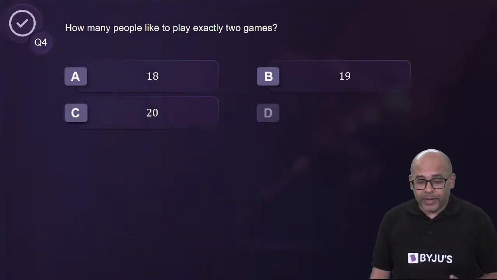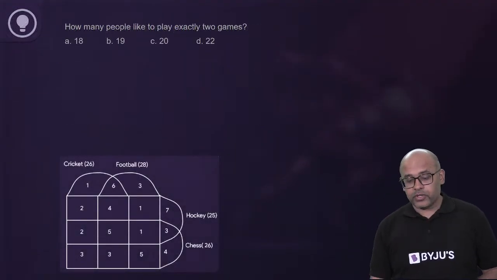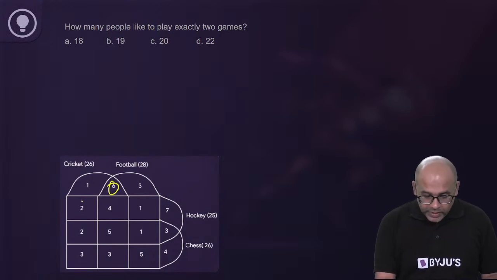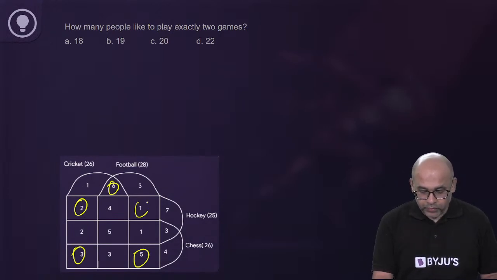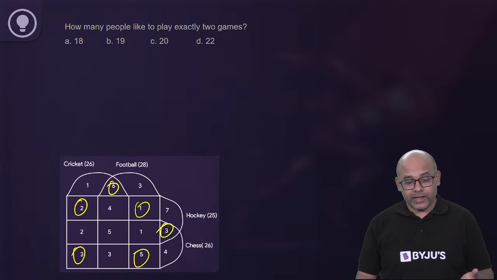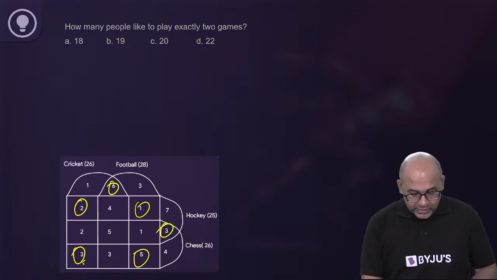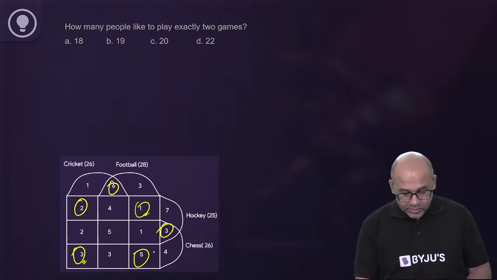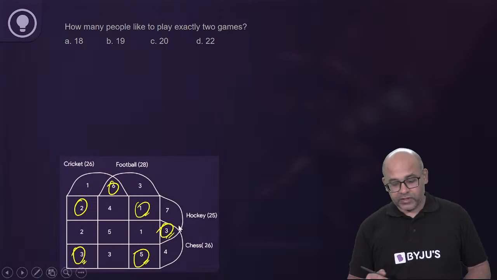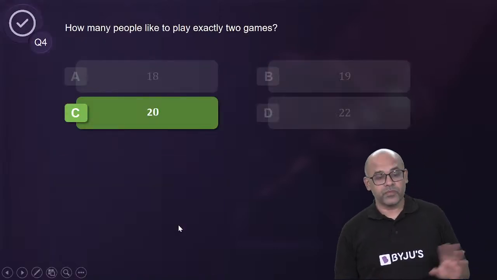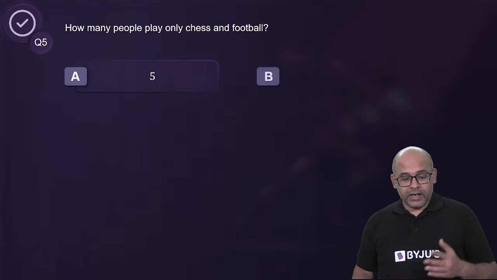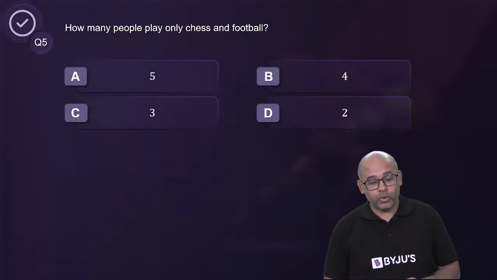How many people like to play exactly 2 games? Exactly 2 we already saw. Exactly 2 are these 1, 2, 3, 4, 5 and 6. And we also calculated this is 6 plus 2, 8, 8 plus 3, 11, 11 plus 1, 12, 12 plus 5, 17, 17 plus 3, 20. Simple. And last question, how many people play only chess and football?